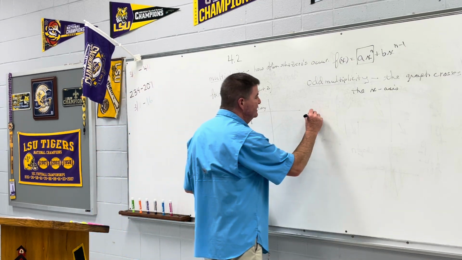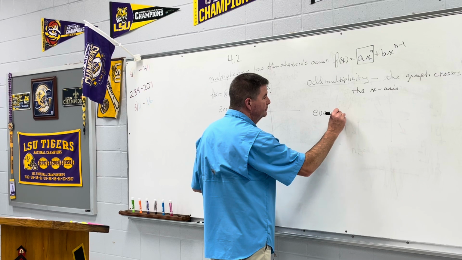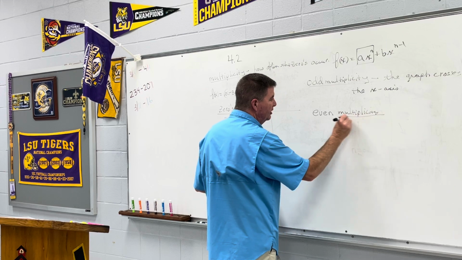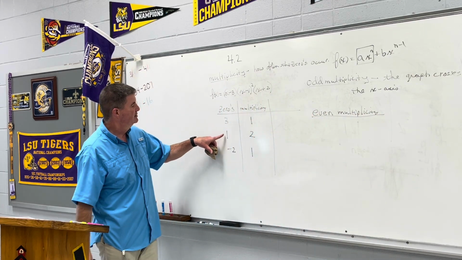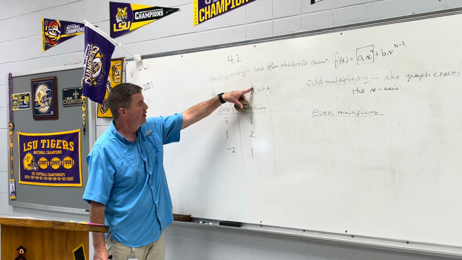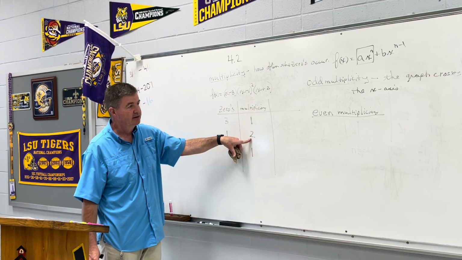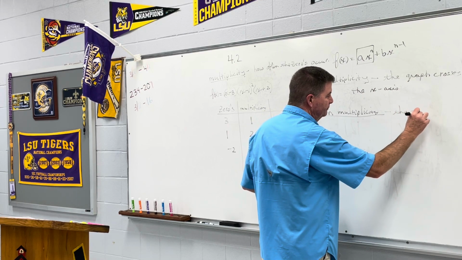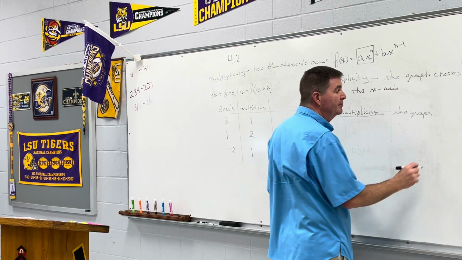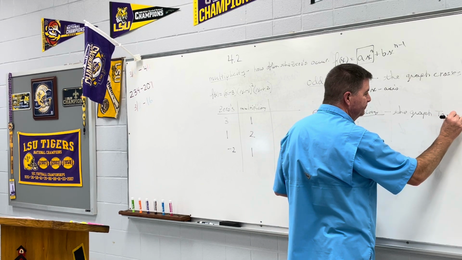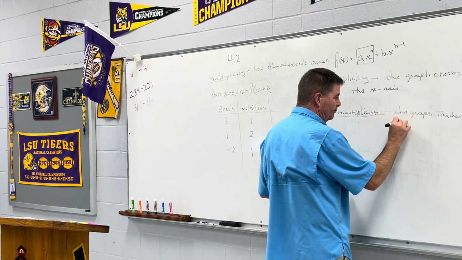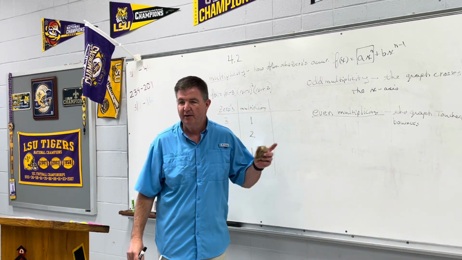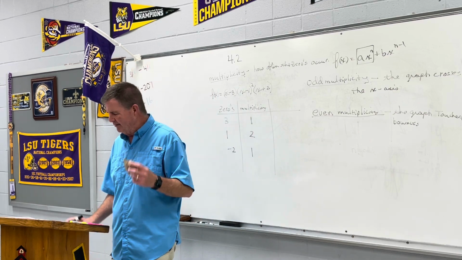If the multiplicity is even, for instance the 1, that 1 happens twice, so that's an even multiplicity, then the graph, they call it, touches or bounces. So it would touch the zero and then go back the other way, or bounce back the other way.